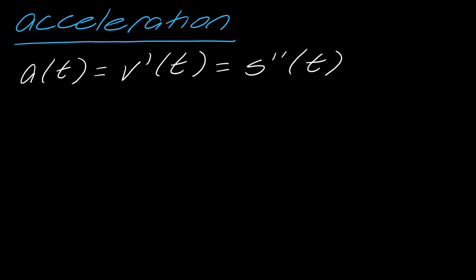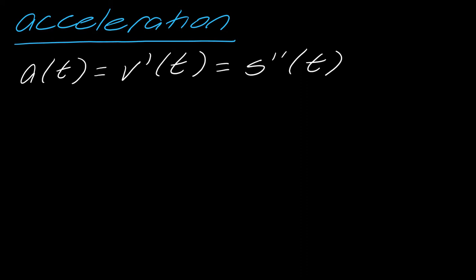Okay, now acceleration. How do we define acceleration? Well, acceleration is actually just the first derivative of velocity, or it is the second derivative of position. So position, velocity, and acceleration are all actually related, and we kind of have a little bit of an intuitive sense of what they actually mean, which we'll discuss in a second.